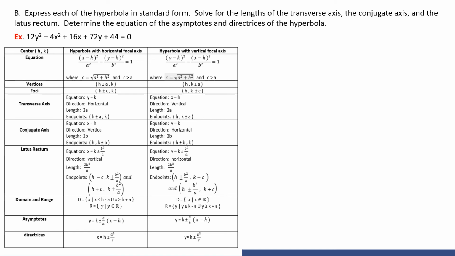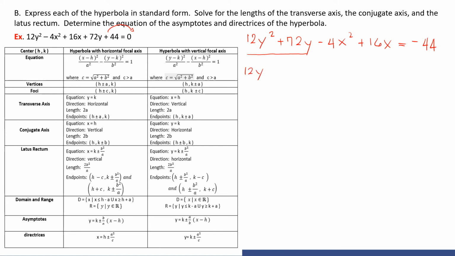First, let us arrange the given equation. Put together the same variables. So it becomes 12y squared plus 72y and then minus 4x squared plus 16x. And then we transpose the positive constant 44, so we have here negative 44. Okay? Then, let us group the two. 12y squared plus 72y as one group.